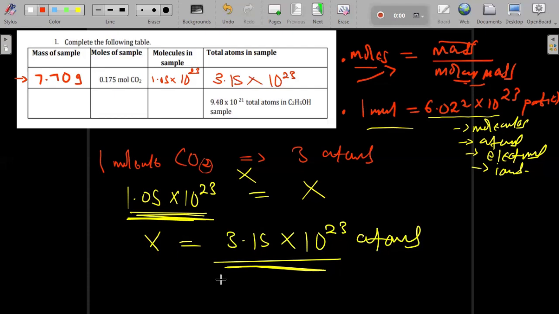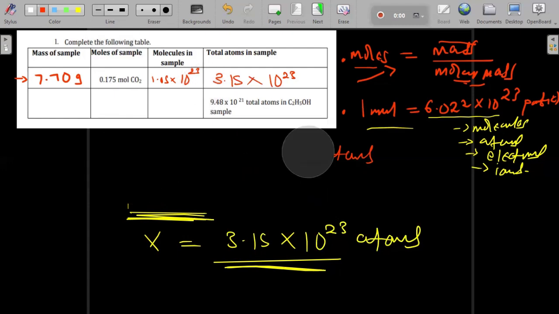Okay, so it means we are done with the first one. Are there any questions before we fill in this second row here? Any questions? All right, so if there are no questions, I'll proceed to the next one.